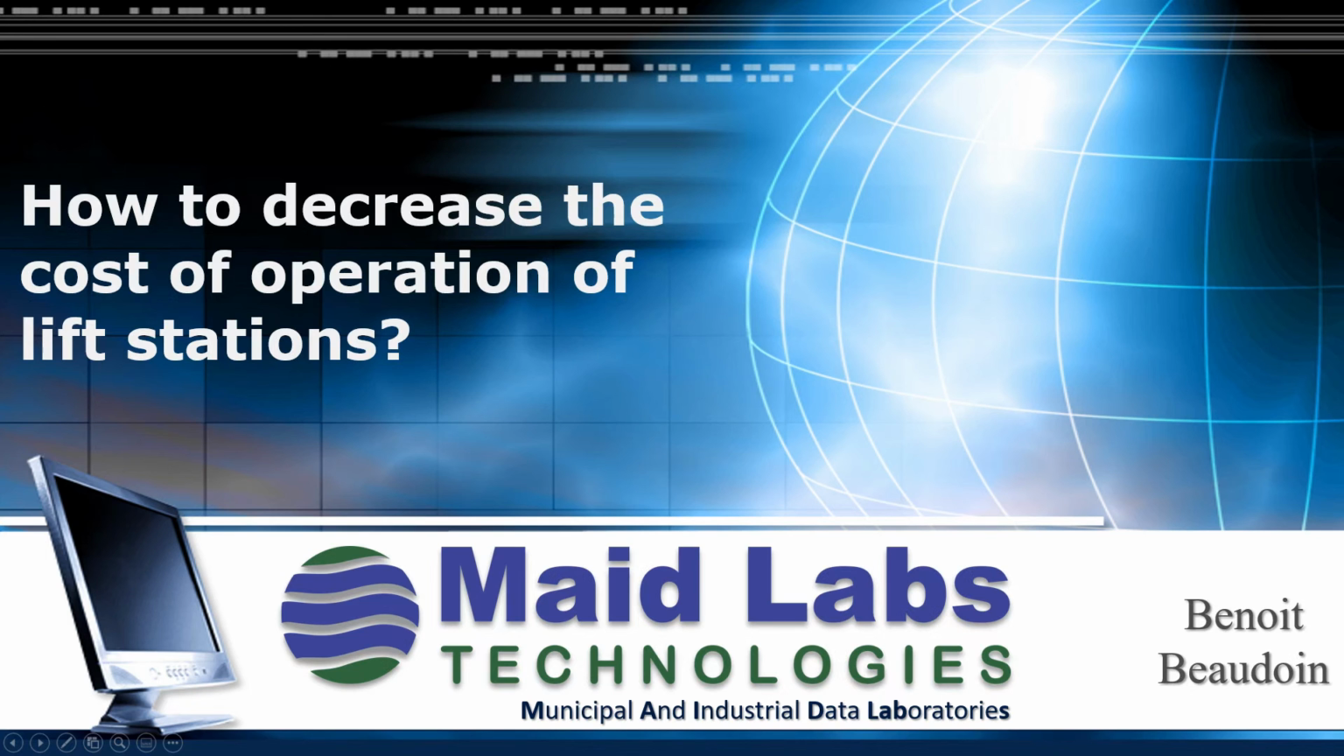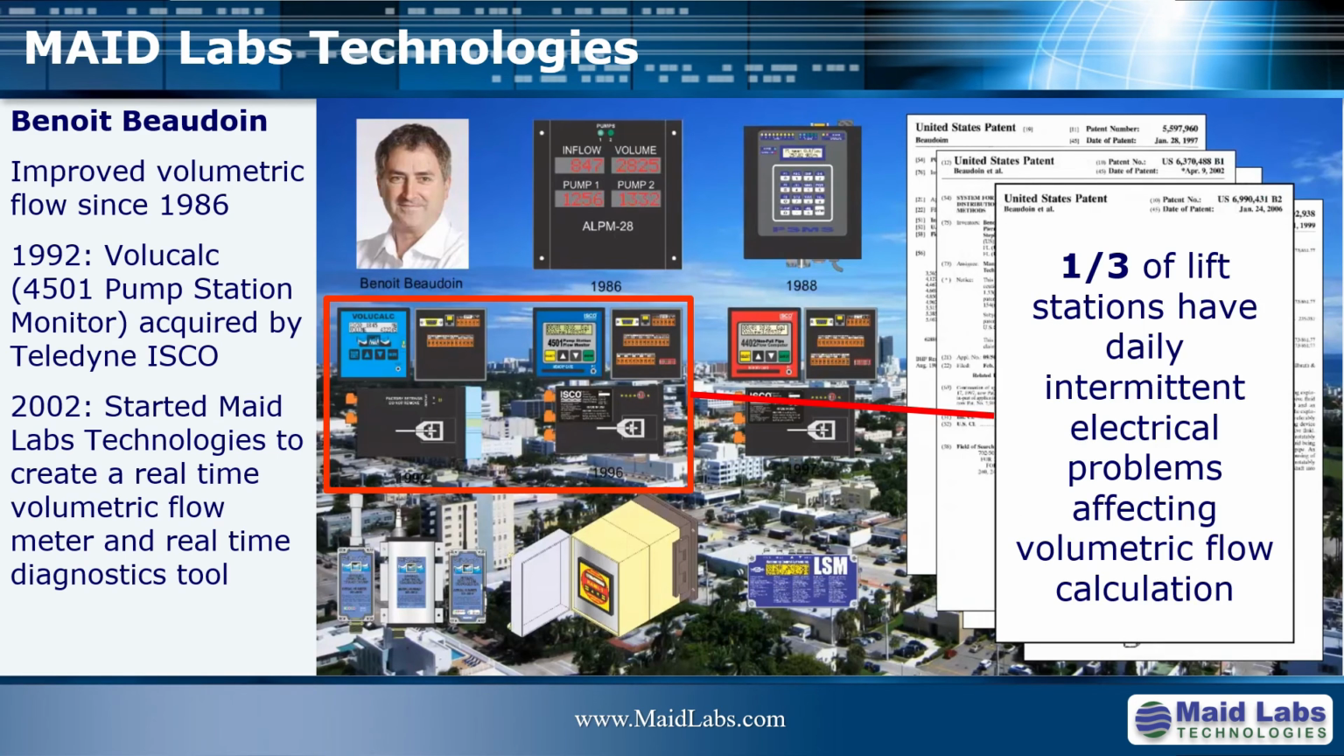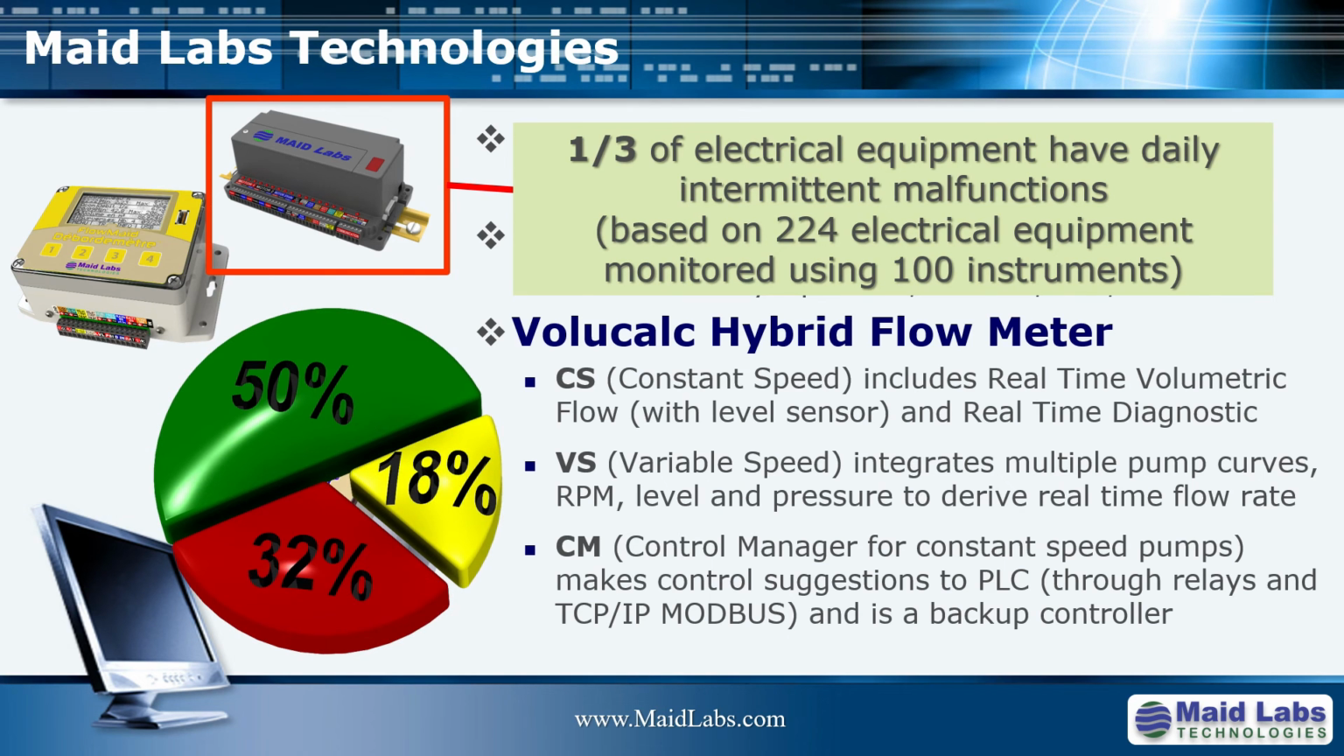How to decrease the cost of operation of lift stations. I made a lot of volumetric flow meters during my lifetime. One of them made me discover that 1/3 of lift stations had daily intermittent electrical problems that were affecting volumetric flow calculations. Later on in my life, I continued to develop other products, and one of them made me discover that 1/3 of electrical equipment had intermittent electrical problems.